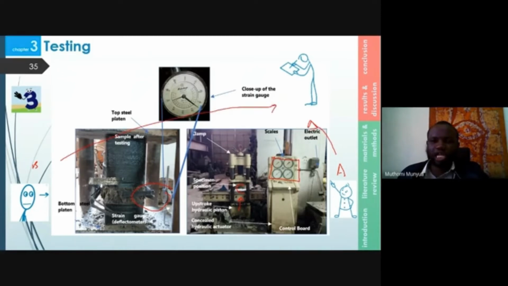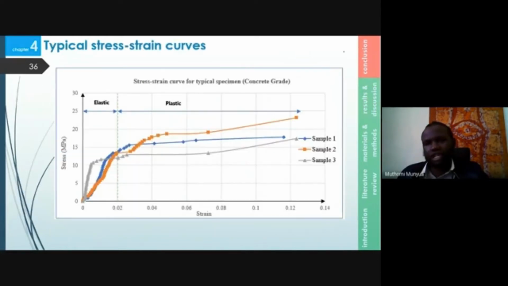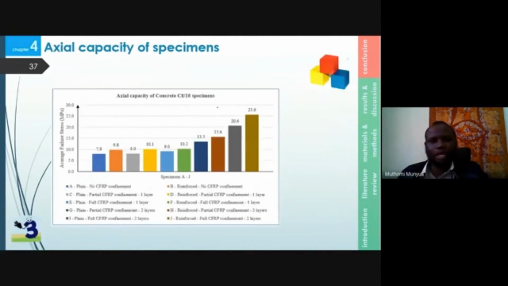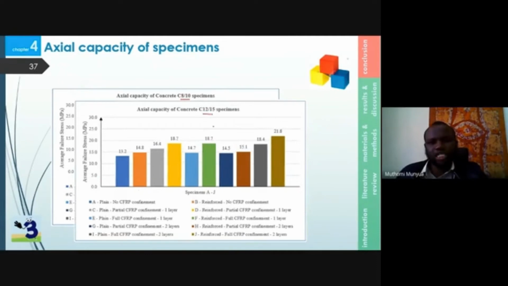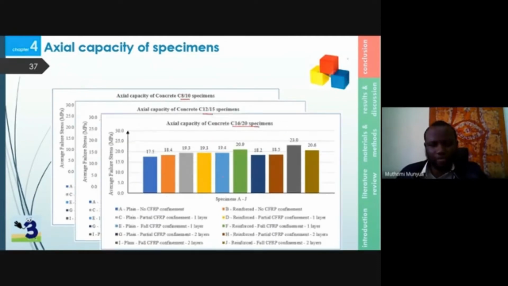The results were then calculated, and the values were then plotted, and the stress strain curves were plotted. They basically had elastic phases and plastic phases. The axial capacity of all the 90 specimen was done on bar graphs for concrete C810, C1215, and C1620.